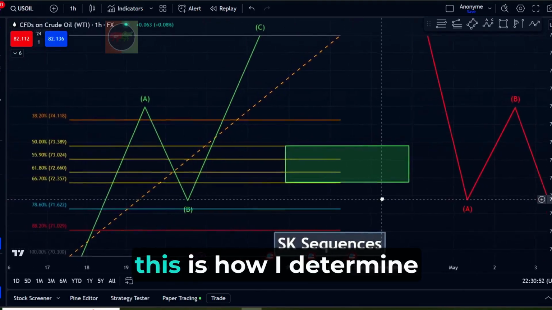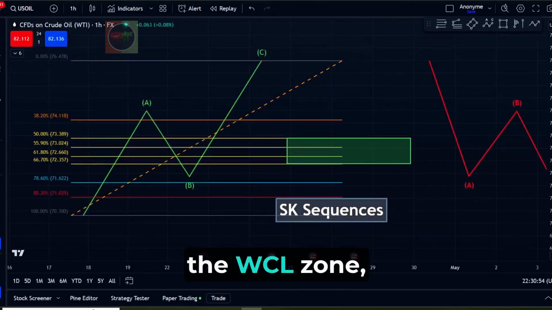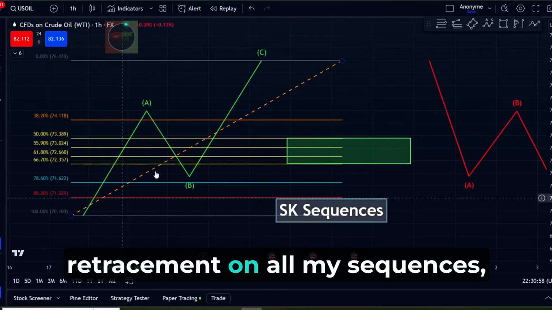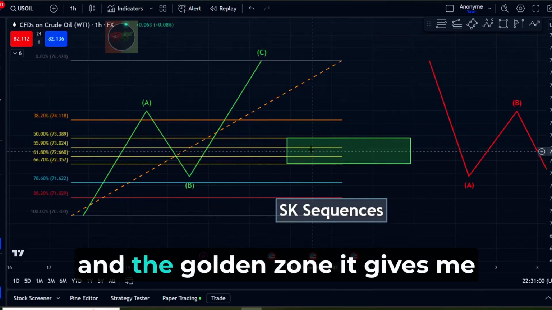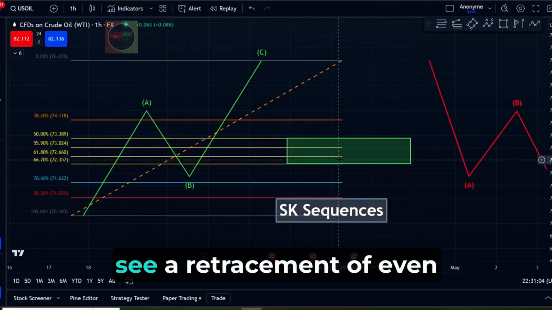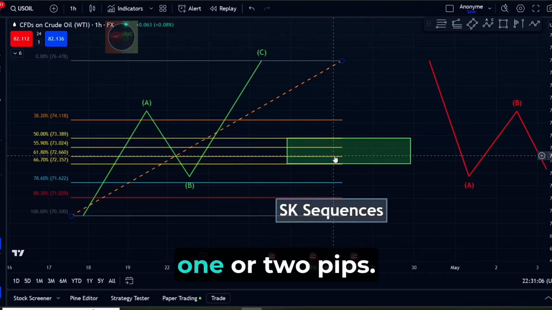So in short, this is how I determine the WCL zone, which is that I draw a Fibonacci retracement on all my sequences, and the golden zone it gives me is the WCL zone where I should see a retracement of even 1 or 2 pips.